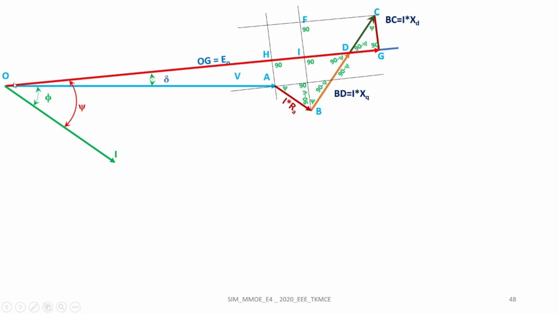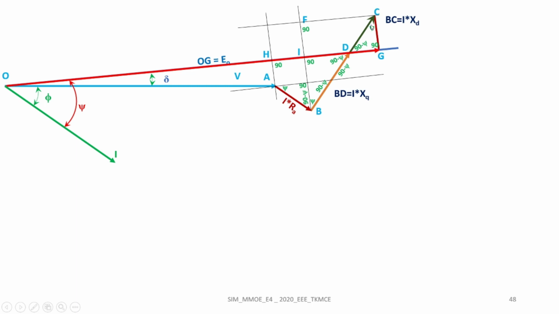Now we need to find E0. E0 is equal to OG, which is equal to OH plus HI plus IG. In order to find OH, we can consider this triangle OHA, which is a right angle triangle with V as the hypotenuse and angle delta. Therefore OH is equal to V cos delta. In order to find HI, we can consider this small right angle triangle with I into RA as the hypotenuse. This angle is psi. Therefore this line, the adjacent side, that is HI, is equal to I into RA cos psi. Then in order to find IG, let's consider this triangle BFC.